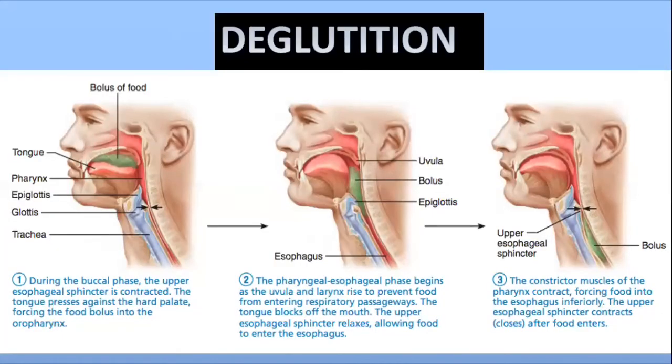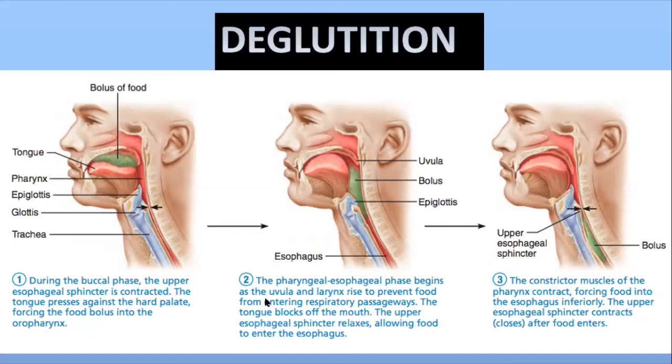Okay. So the buccal phase first. During the buccal phase, the upper esophageal sphincter is contracted. So where is the upper esophageal sphincter? It is here. It is contracted because, as we have said, the esophagus is collapsed when not in use. So when you are just chewing your food, the sphincter is still contracted, meaning closed. The tongue presses against the hard palate. Right? When you chew, your tongue will press against your hard palate, forcing the food bolus into the oropharynx when you're going to swallow.